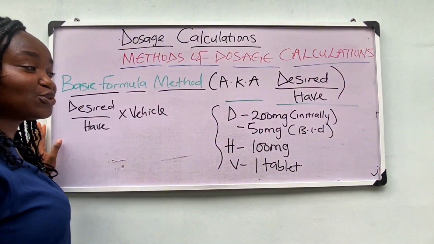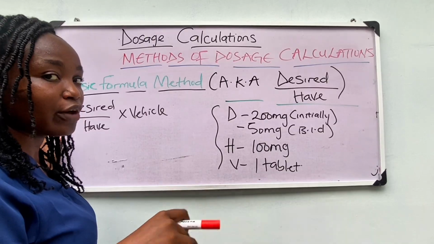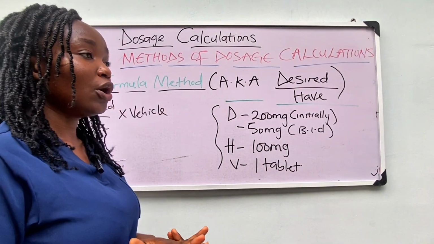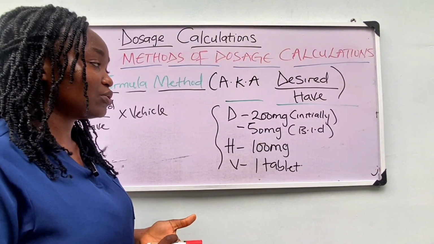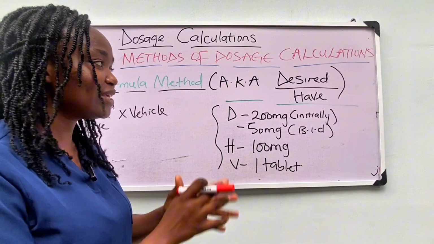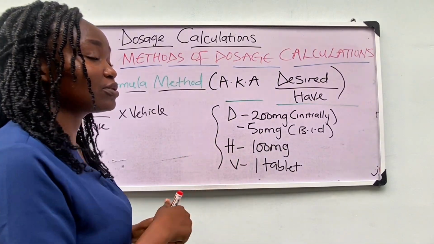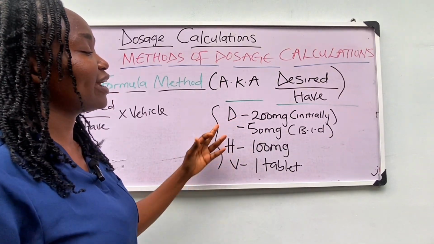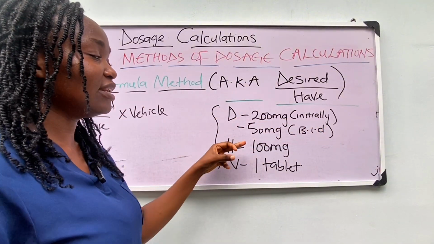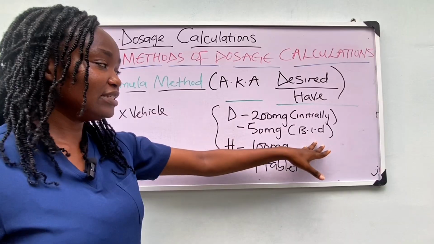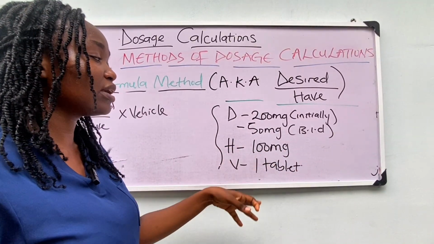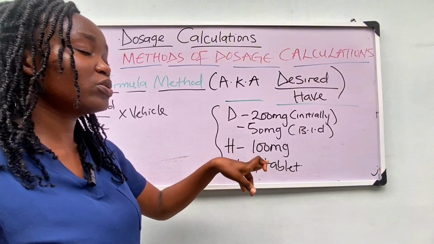The first thing you want to do is to bring out your figures from the question. I usually advise nursing students that are currently studying for pharmacology exams that one of the easiest ways to tackle these questions is to bring the figures out. It's very important. So I brought these figures out. For desired, we have 200 milligrams to be administered initially, and finally we have 50 milligrams to be given twice a day. Then what do we have from our drug package? We saw that we had 100 milligrams and the vehicle was one tablet.